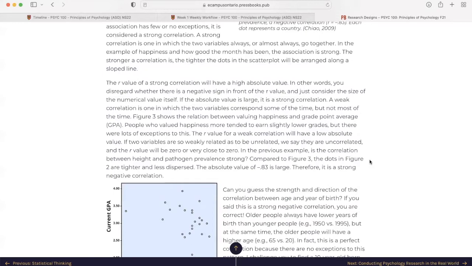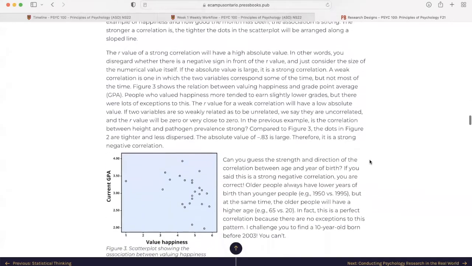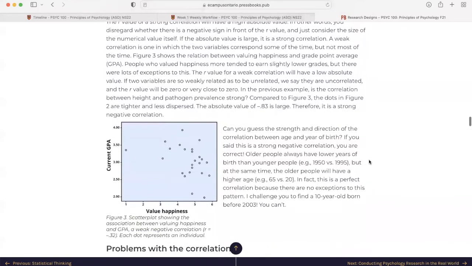A weak correlation is one in which two variables correspond some of the time, but not most of the time. Figure 3 shows the relation between valuing happiness and grade point average. People who valued happiness more tended to earn slightly lower grades, but there were a lot of exceptions to this. The R value for a weak correlation will have a low absolute value. If two variables are so weakly related as to be unrelated, we can say they're uncorrelated, and the R value will be 0 or very close to 0.